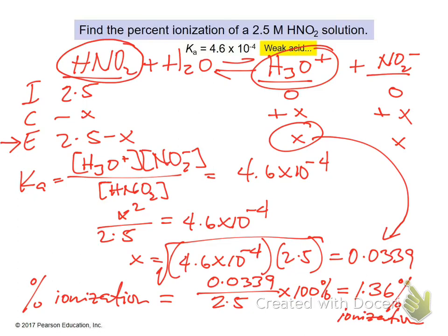But what if you don't have that information? What if you're given the percent ionization? Then you should be able to also determine the strength of that acid. Okay, so 1.36% means it's a weak acid.